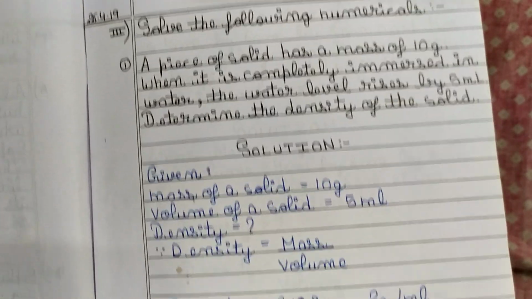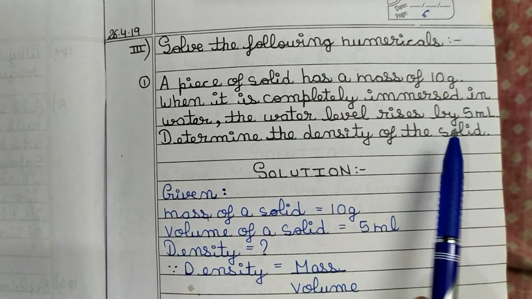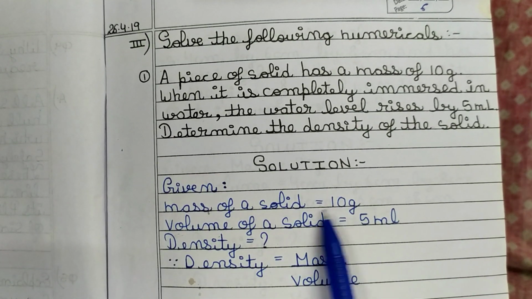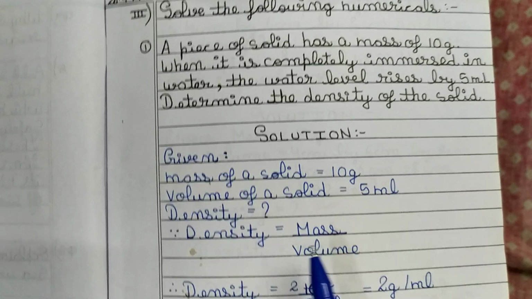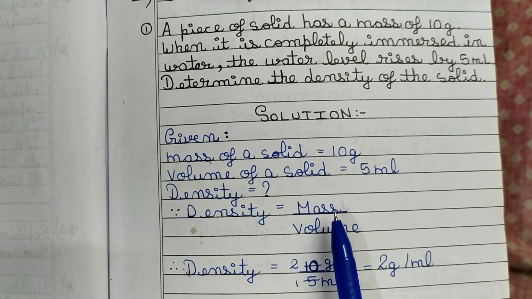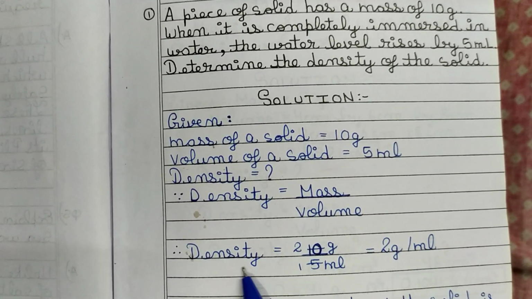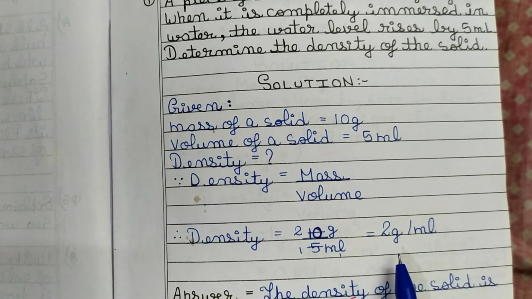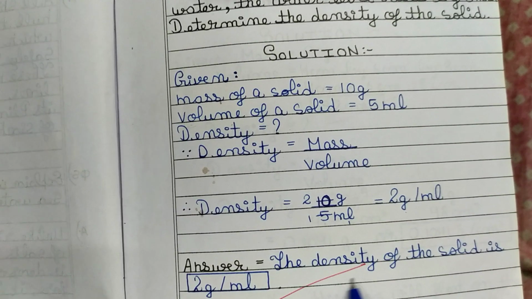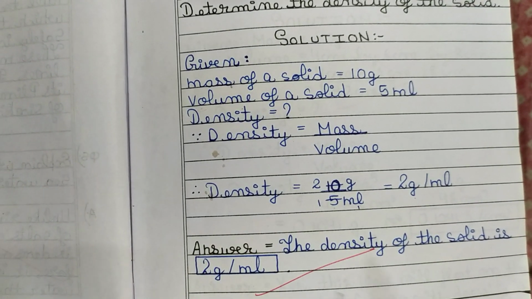See, this was our question. Now mass of the solid 10 gram. Volume of the solid how much? 5 ml. Now you already know the formula. Density is equals to mass upon volume. You need to substitute the value. What is the mass? 10 gram upon 5 ml. That is 2 gram per ml. So the density of the solid is 2 gram per ml.